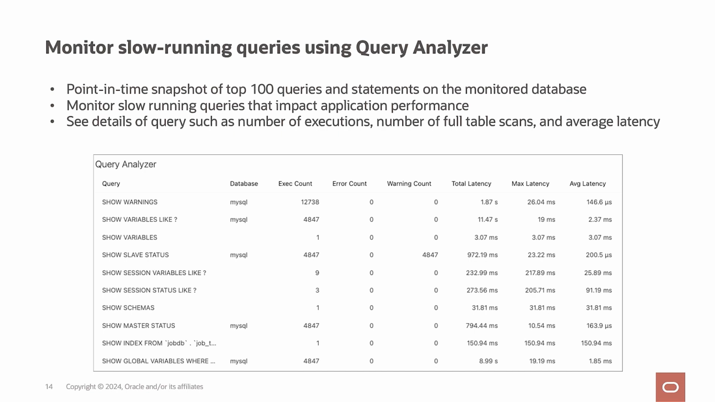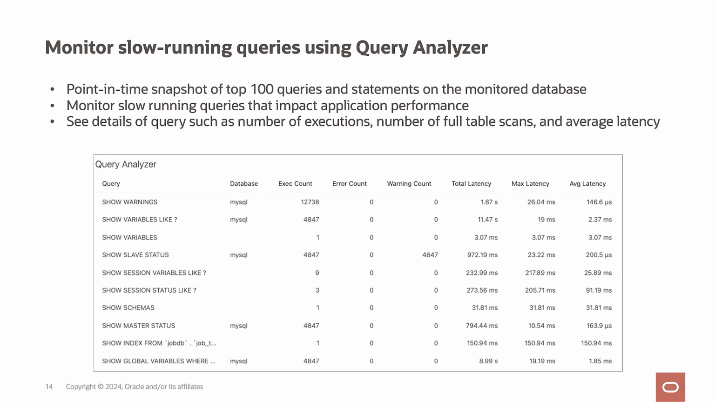After seeing an overview of the performance metrics, such as statement activity on the home page, you may want to take a closer look at the statements and queries on the database through Query Analyzer. Query Analyzer shows a point-in-time snapshot of the top 100 queries and statements ran against your database based on total latency. This is especially useful to monitor any slow-running queries that could be impacting your application performance.